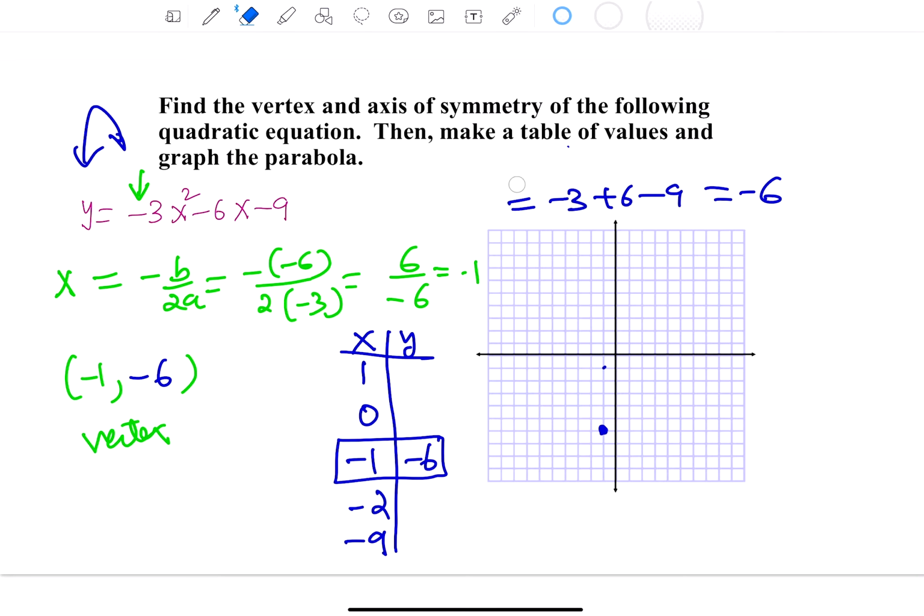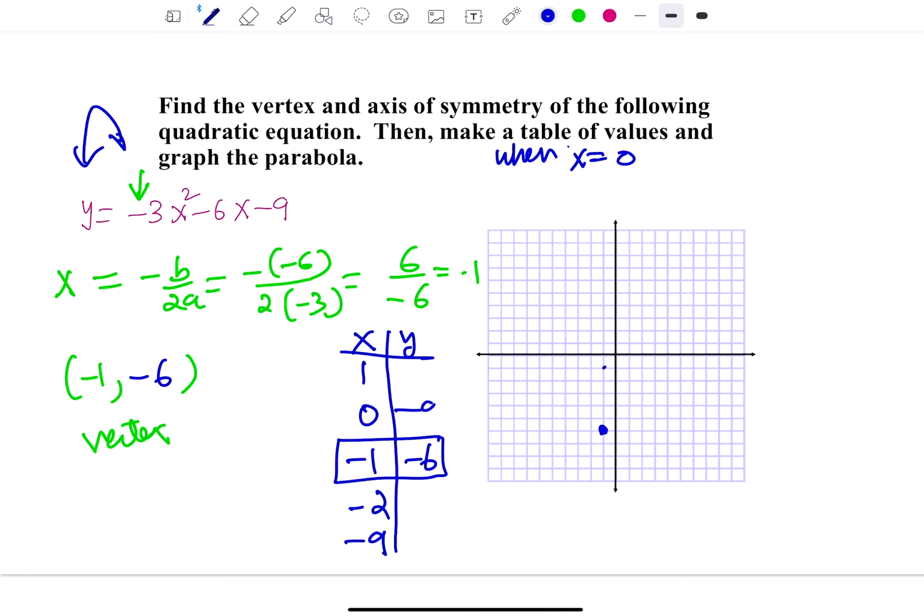So let's go ahead and find when x is 0, what is y going to equal? Y is going to equal negative 9. Same thing when x is negative 2, y would be negative 9. Let's see when x is 1, what is y going to equal? When x is 1, y would be negative 3 minus 6 minus 9, which is negative 18. Now, this parabola opens down, and I don't have enough space to show that. When x is 0, y is negative 9.